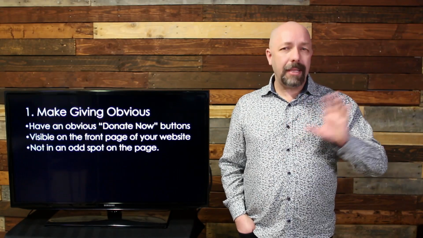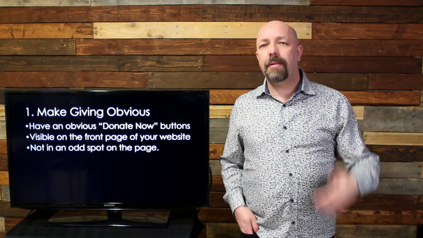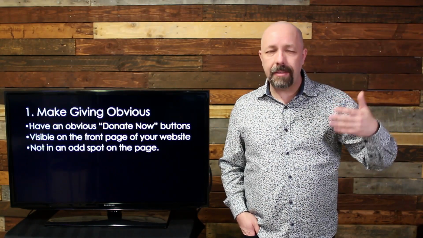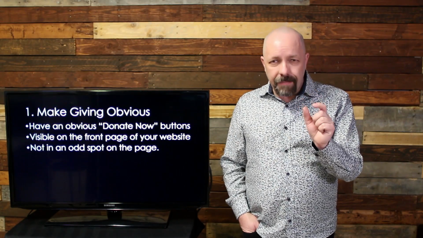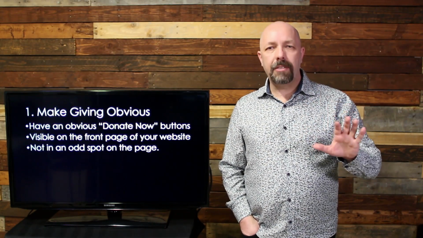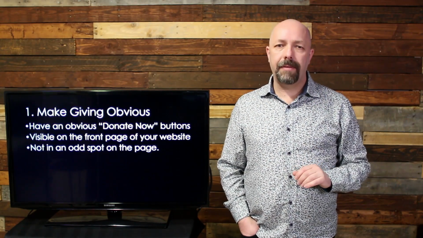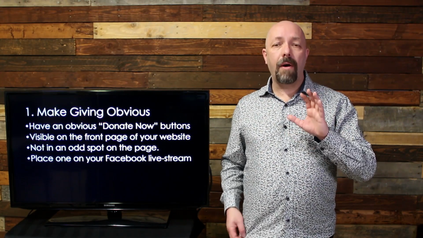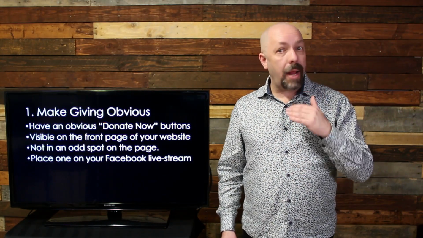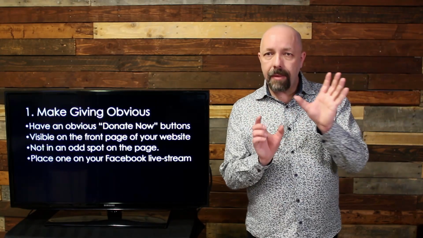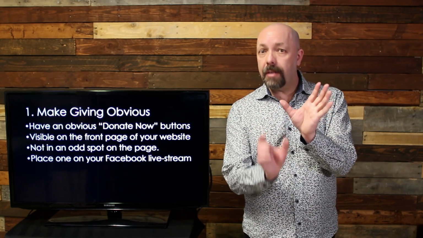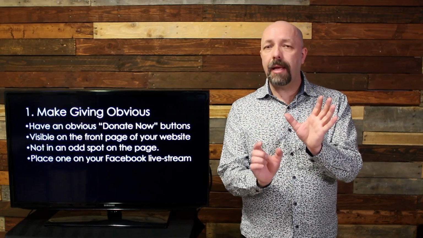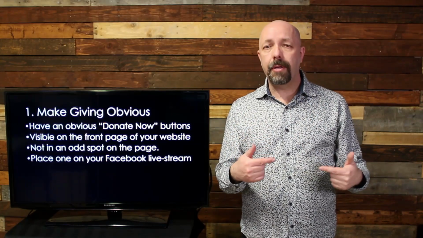As well, it shouldn't be in some kind of weird spot way down where they have to scroll to find it, or they have to look at fine print. No, it shouldn't be at a weird spot. It should be very, very easy and obvious to find. We also want to put one of these on our Facebook live stream whenever we have them. Right underneath the Facebook live stream, you can have a Donate Now button. Facebook allows that and has a whole system where you can do that.